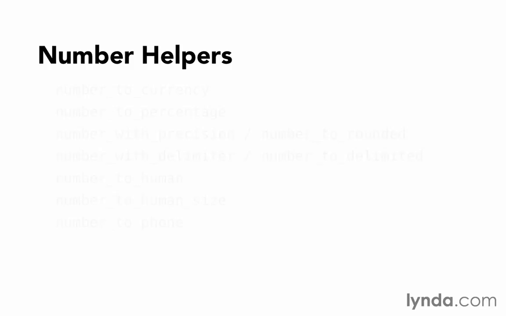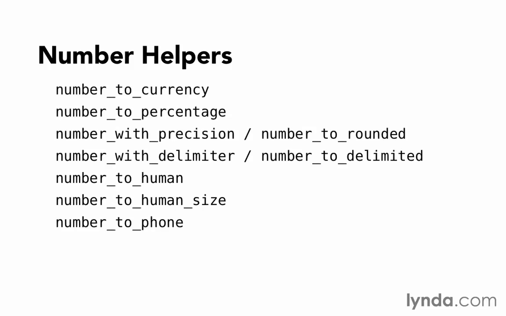In this movie, we'll take a look at the helpers that Rails provides to help us output numbers. We won't spend a lot of time on the numbers helpers because I think they're pretty straightforward. There are 7 main helpers that help you to format numbers for display. I've arranged them in roughly the order that I think you're going to use them.